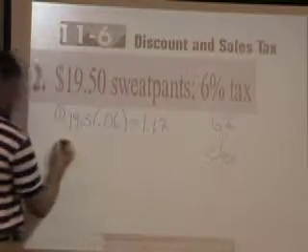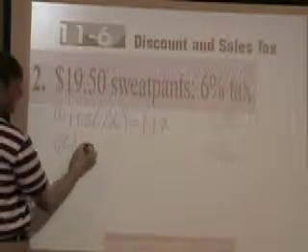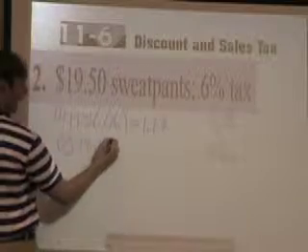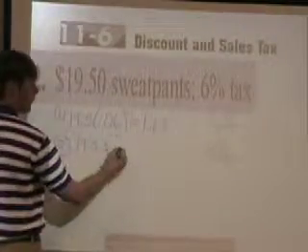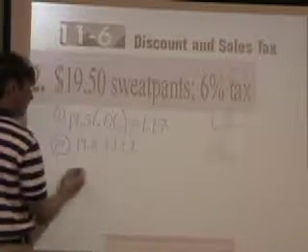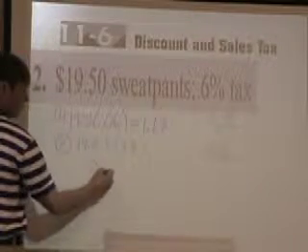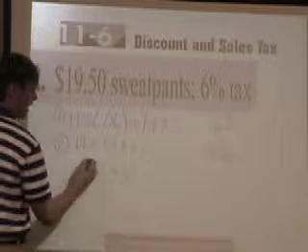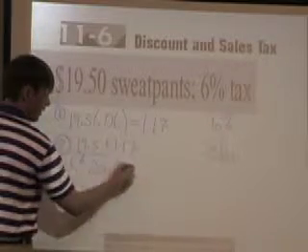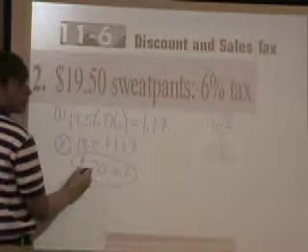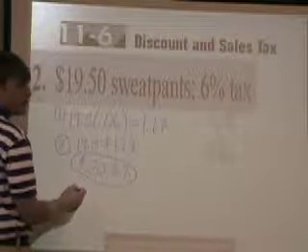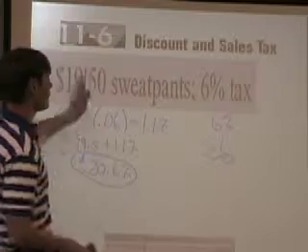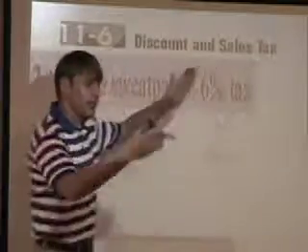$1.17. So my step two is to take $19.50 and add, and you're adding because it's tax, and you always add tax, plus $1.17. What do you get? $20.67. So that $20.67 is called your what? Total cost. Okay? The reason it's total is because you take the cost plus the tax and you get a total.